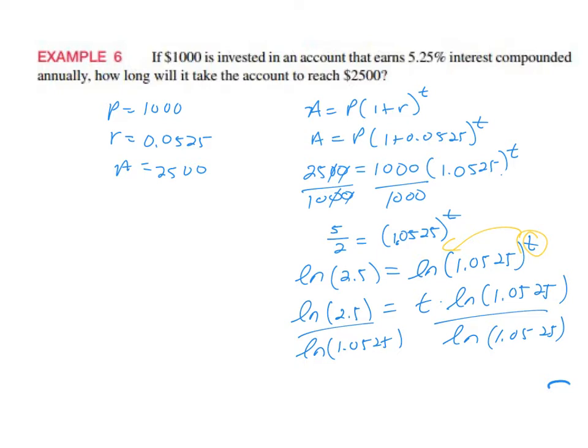Now you just pick up your handy dandy calculator, you throw ln of 2.5 divided by ln of 1.0525 into your calculator, and you get T is approximately equal to 17.9 years. So because we want the end of the year mark, we will say that this happens in 18 years.